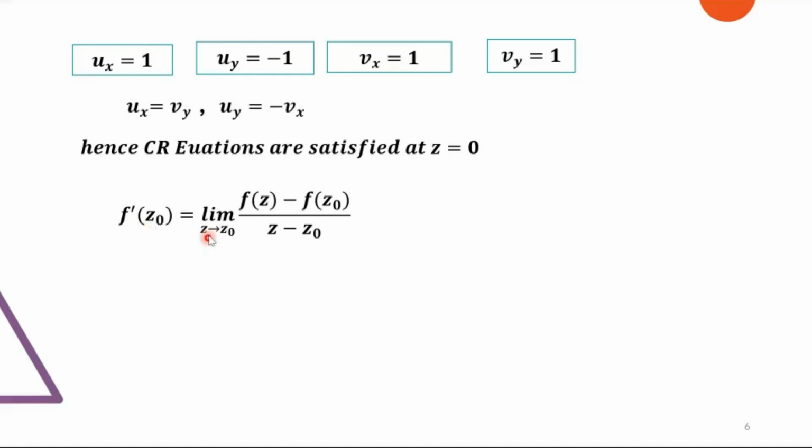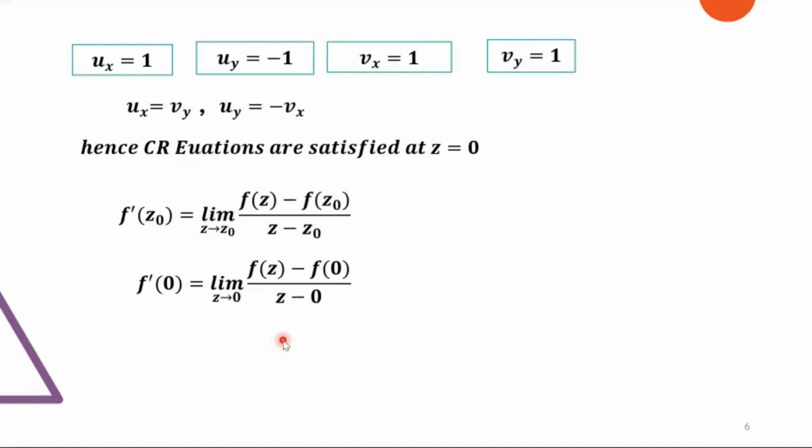F dash of z naught is equal to limit z tending to z naught f of z minus f of z naught divided by z minus z naught. This is the definition to prove that the function f of z is differentiable at z naught. What do we have to prove here? The function f of z is differentiable at z equal to 0. So here we have to find f dash of 0.